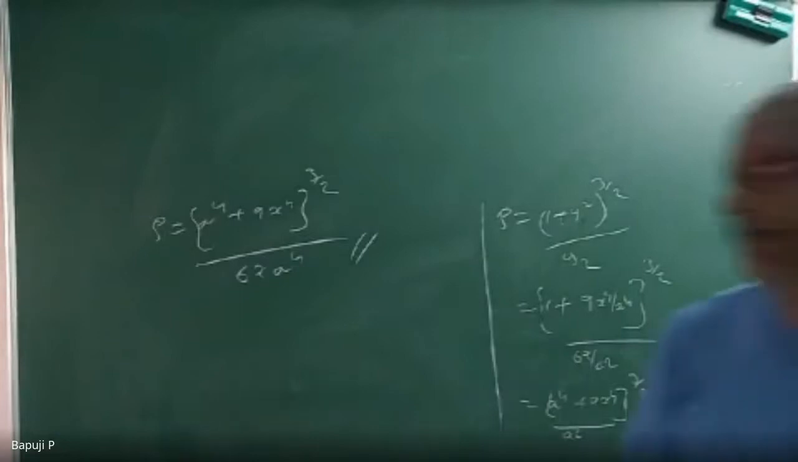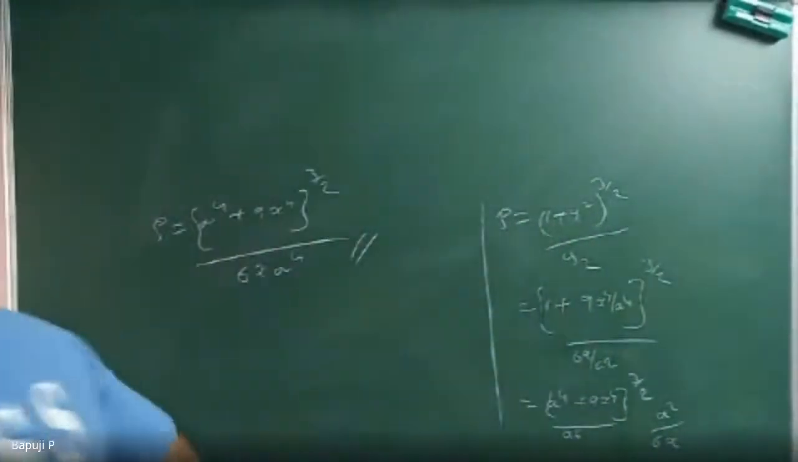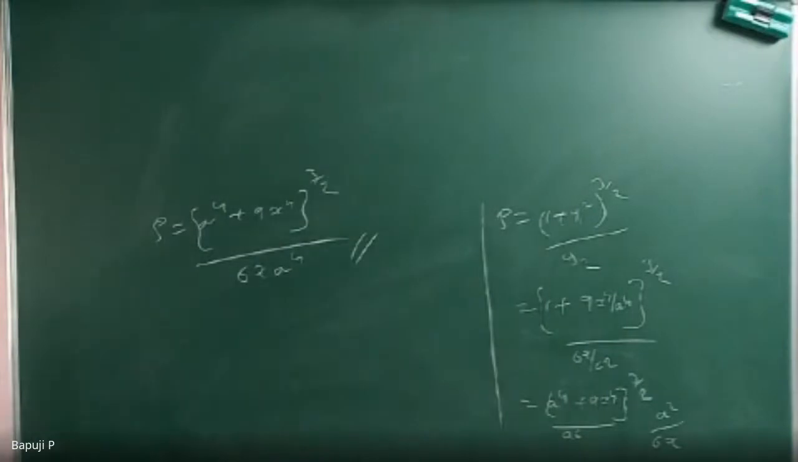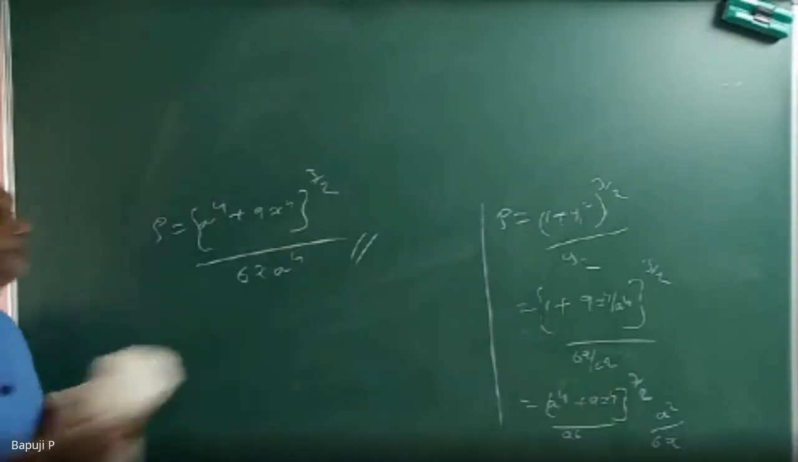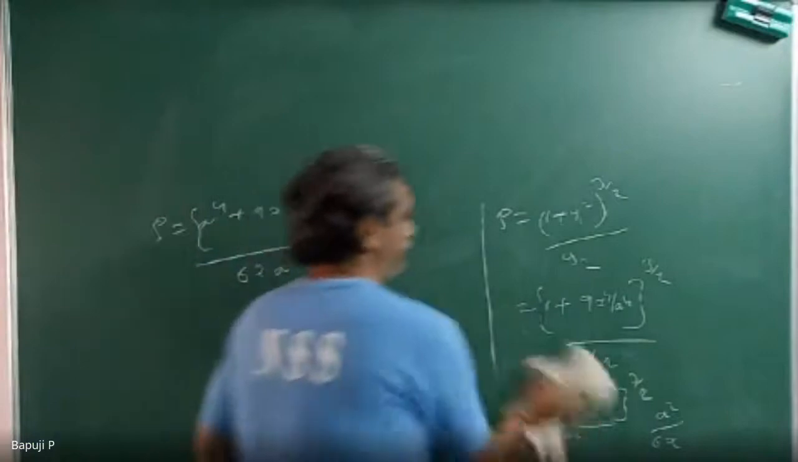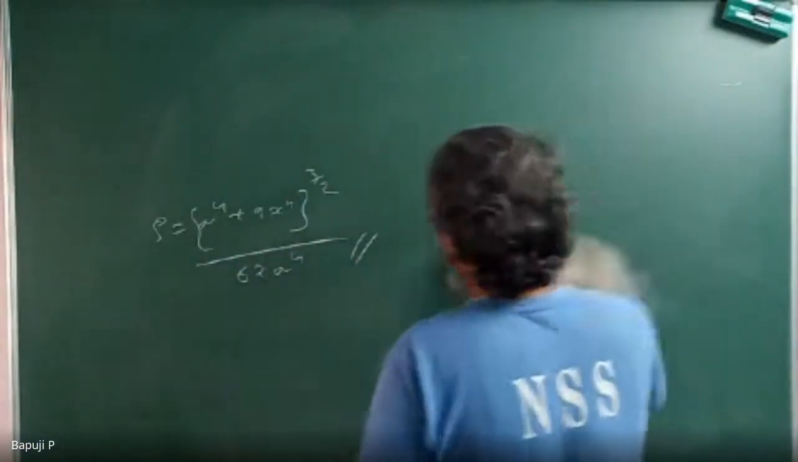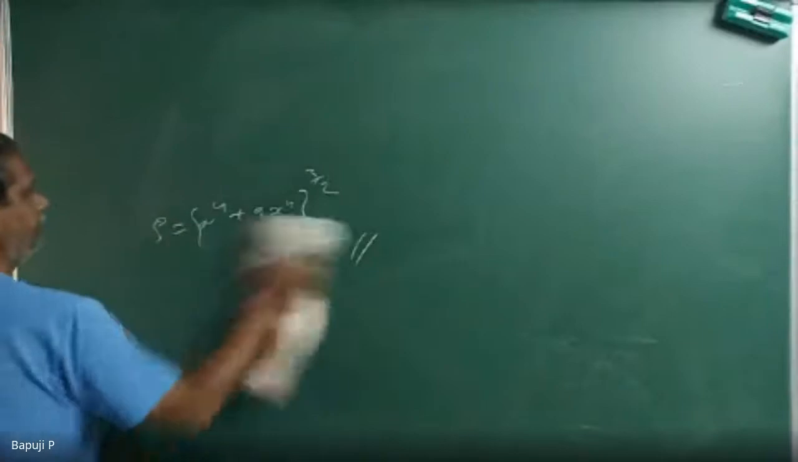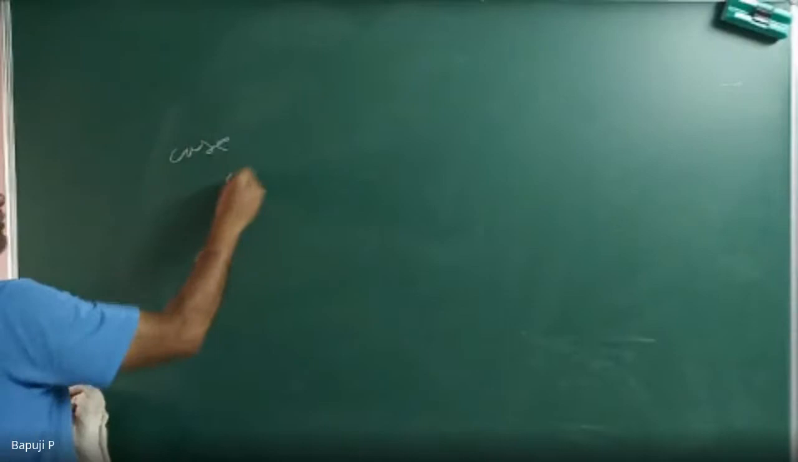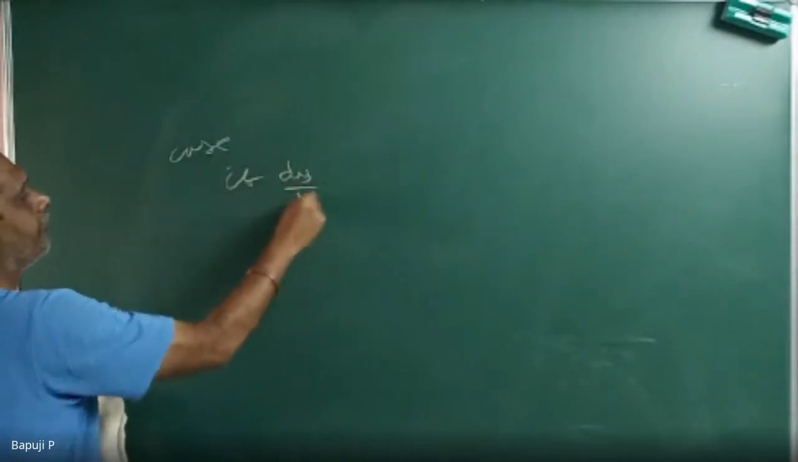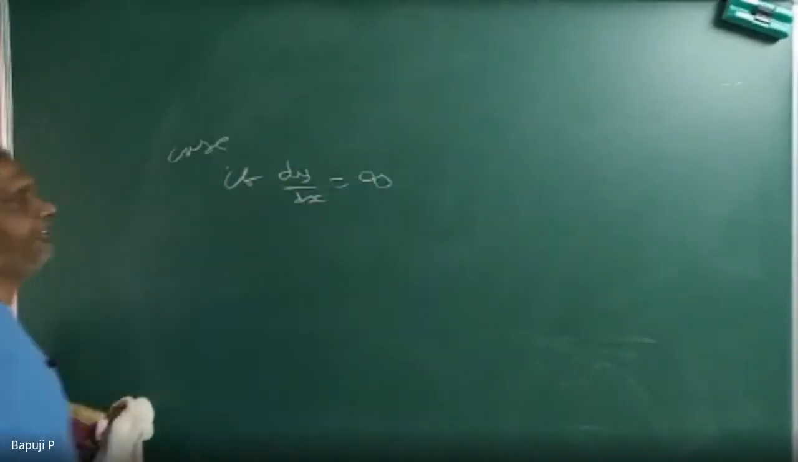Then see, an important note. We are finding dy by dx at some point. Suppose dy by dx is 0, or sometimes becomes infinite. What will you do that time? Very important: suppose dy by dx is equal to infinite, what will you get? The whole formula will change.